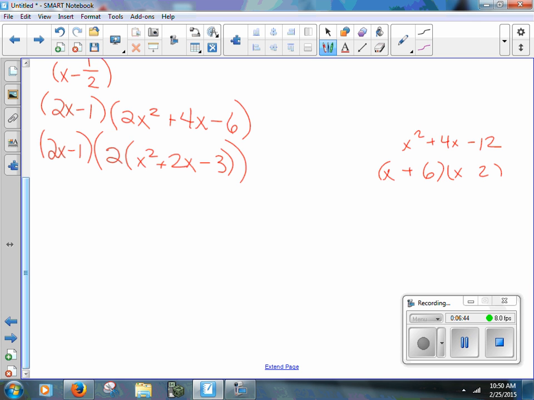6 and 2, is that what you had? Oh, did you go back and divide by 2? Yeah, see, when you get the factors of 12, slide and divide, you didn't go back and divide by that leading coefficient right there.